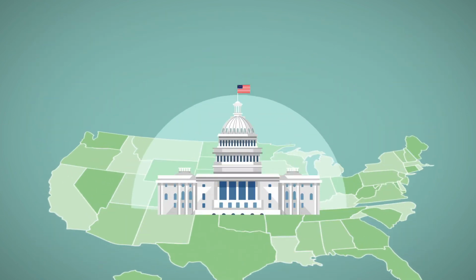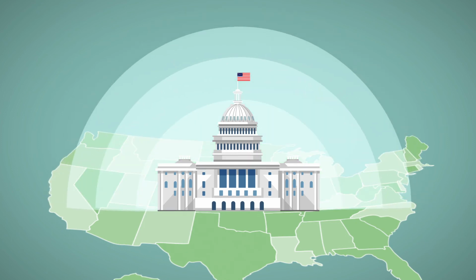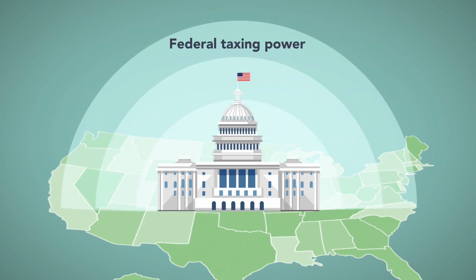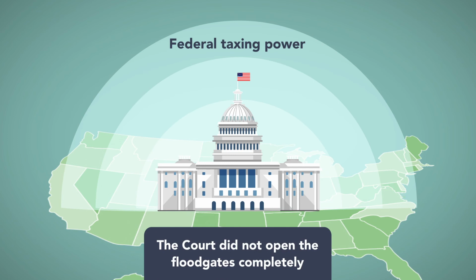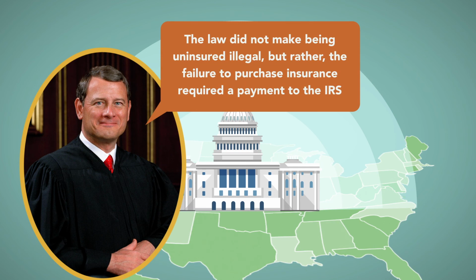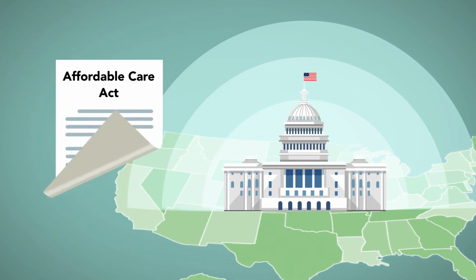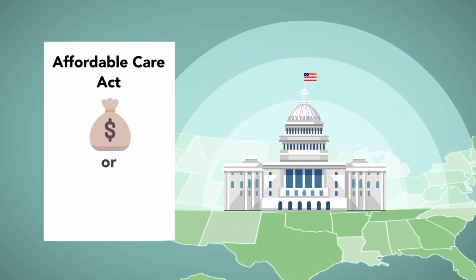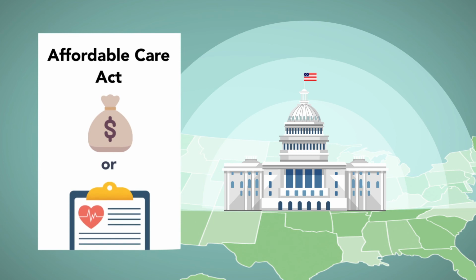Sebelius represented a major expansion in federal tax authority over traditionally held state rights, but the court did not open the floodgates completely. In the majority opinion, Justice Roberts clarified that the law did not make being uninsured illegal, but rather the failure to purchase insurance required a payment to the IRS. Thus, the Affordable Care Act gave people the option of paying a tax rather than purchasing insurance.